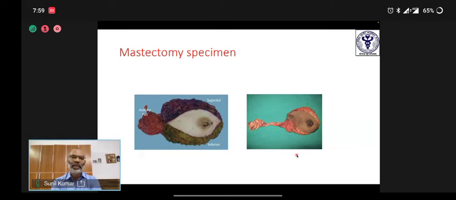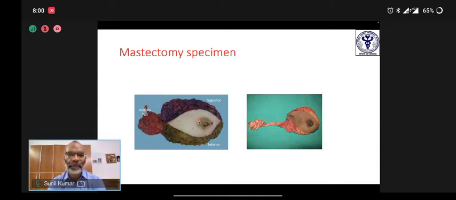Almost every exam will have this specimen. You can see here, this is a modified radical mastectomy specimen. They will first ask you to describe that, because you can identify it with the presence of the nipple areola. There is an axillary tail. So this is not a simple mastectomy specimen, but a modified radical mastectomy specimen. They will also ask, if you say modified radical, why is this not a radical mastectomy? Since you can't see the muscle attached here, you can safely say that it looks like a modified radical mastectomy specimen.